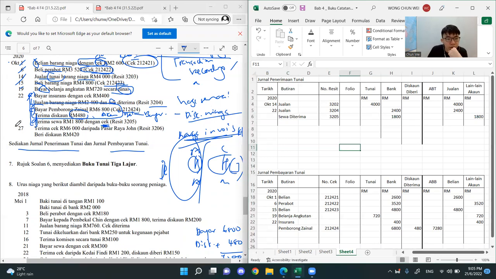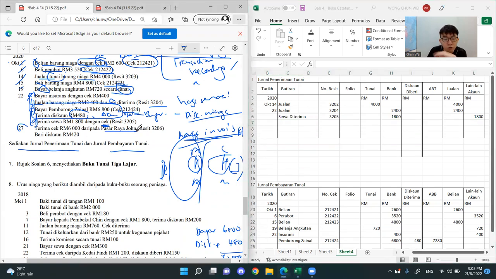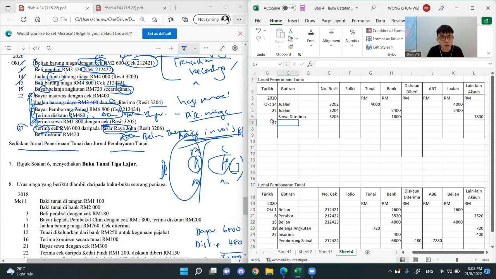Okay, so last, the 27th. Okay, you terima cek 6,000 daripada Pasar Raya John. So same thing, when you see a terima cek daripada a name, so this is actually account belum. You see a name, then it must be account belum apa? Terima cek, right? Meaning this is account belum terima. So later will be ABT lah. Okay, so now 27th. Daripada siapa? So you can write the name Pasar Raya John. Okay, you terima cek. Okay, so from bank lah. Cek means bank, 6,000 ringgit.